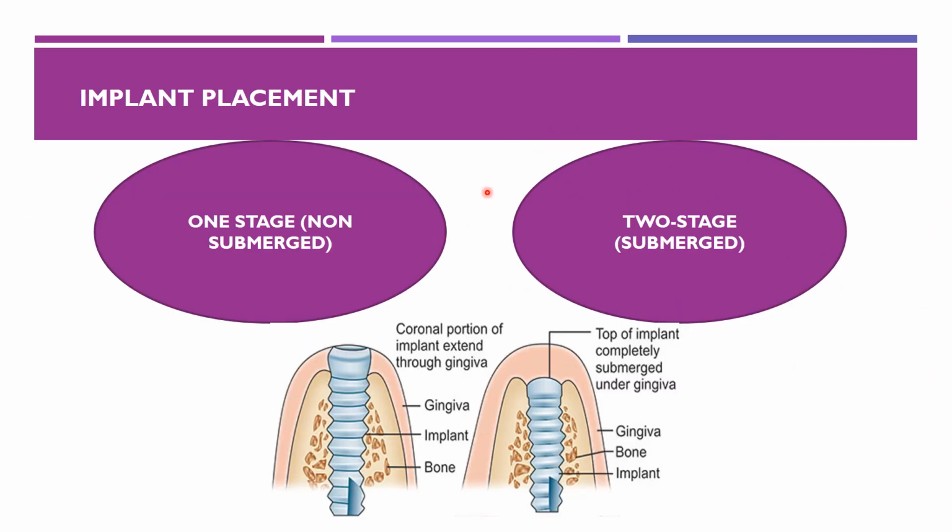So implant placement, as we told before, there are several types of implant placements. Here we are only dealing with the main important ones, that is submerged and non-submerged mainly, and the flapless type of implants also.